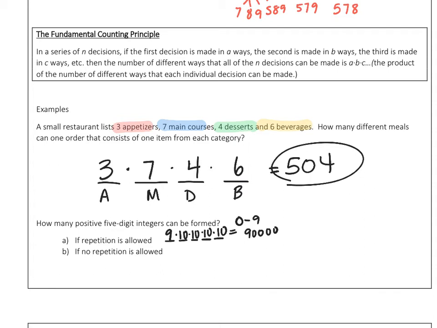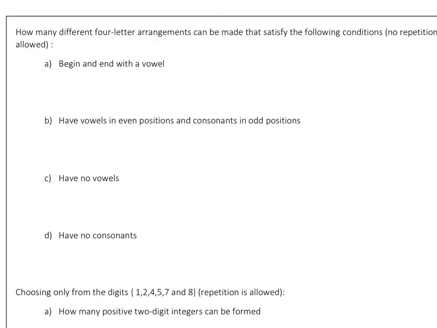If there's no repetition allowed, so I go back to my same 5 choices that I have to make, again, 9 in the first spot. Now, whatever I chose there, there would be 9 in the second because I can now choose my 0 plus whatever's left, and then 8, and then 7, and then 6. So 9 times 9 times 8 times 7 times 6 is 27,216 different choices. Okay, let's just look at another couple of examples.